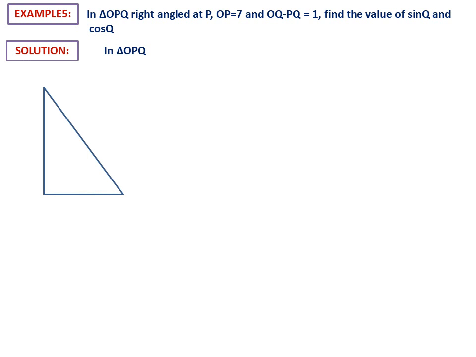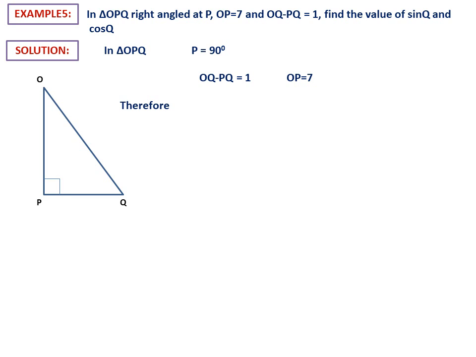Find the value of sin Q and cos Q. See, let us first draw that triangle so that the problem will be understood. In triangle OPQ, so this is a triangle. What is given is P is 90, because it is right angled at P. So I am marking angle P. Now what is given is OQ minus PQ equal to 1. OQ, that means hypotenuse, minus PQ, that is the opposite side. So the difference between them is 1. Second one is OP is 7. Hypotenuse is 7. So sorry, not hypotenuse. Another side, that is the opposite side of Q, that is 7.